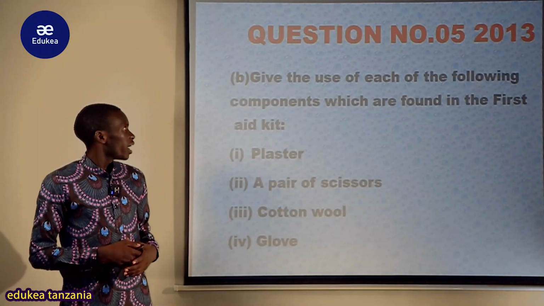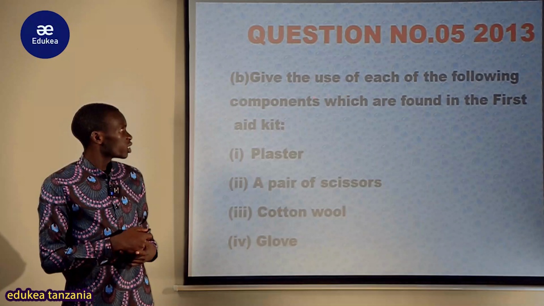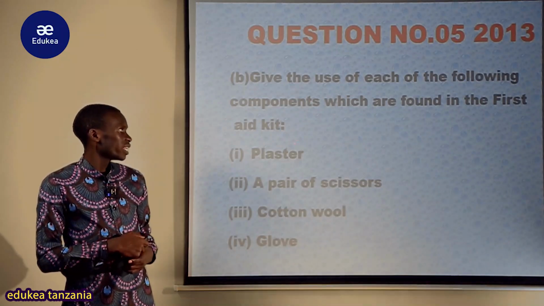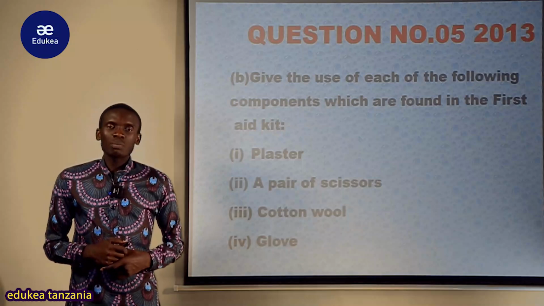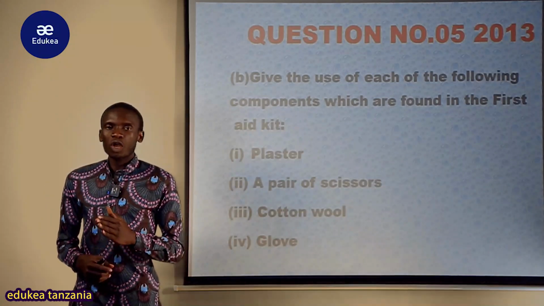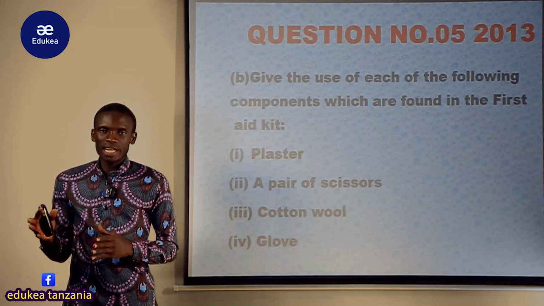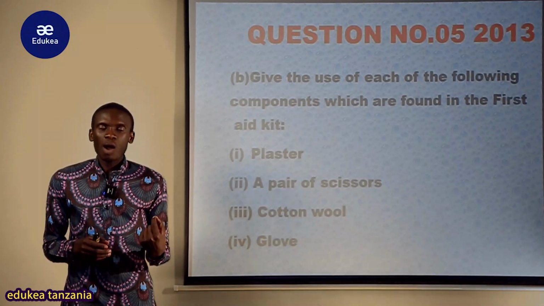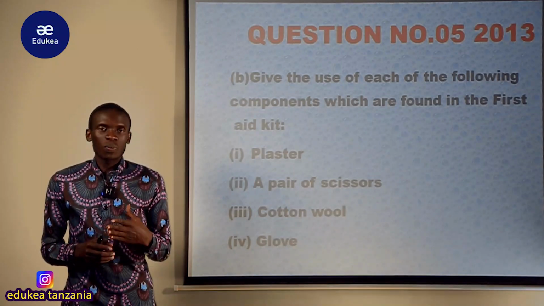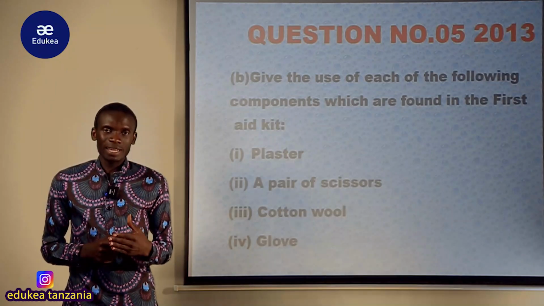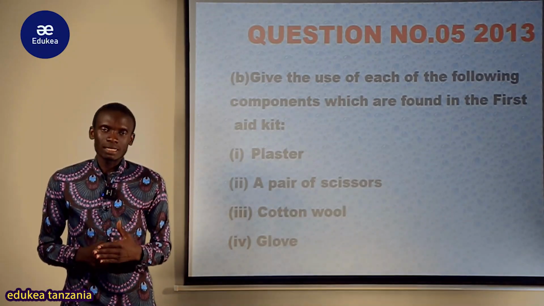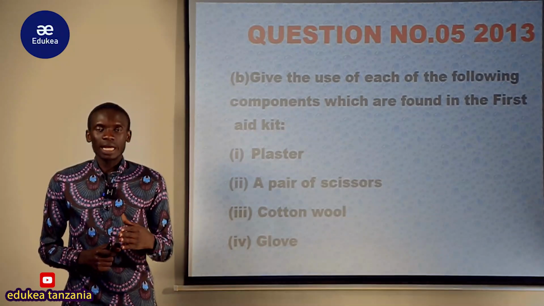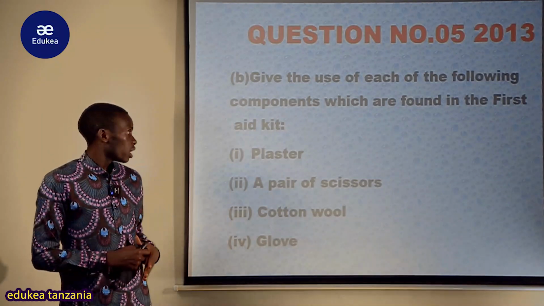This is for A. And for B, was required to give the use of each of the following components which are found in the first aid kit. A student is supposed to know the components of first aid kit and its use. So this measures how a student masters the concept of first aid and the first aid kit, and how to use the devices or components of first aid kit.